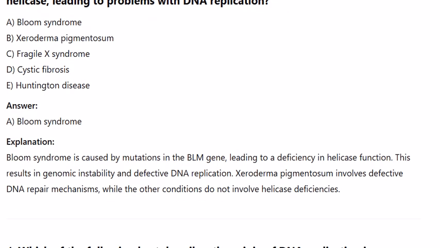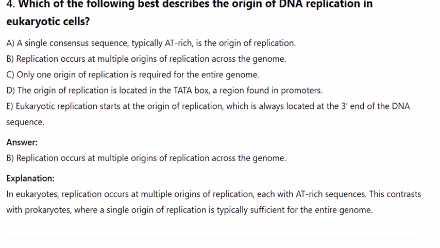4. Which of the following best describes the origin of DNA replication in eukaryotic cells? A. A single consensus sequence, typically AT-rich, is the origin of replication. B. Replication occurs at multiple origins of replication across the genome. C. Only one origin of replication is required for the entire genome. D. The origin of replication is located in the Tata box, a region found in promoters. E. Eukaryotic replication starts at the origin of replication, which is always located at the 3' end of the DNA sequence.